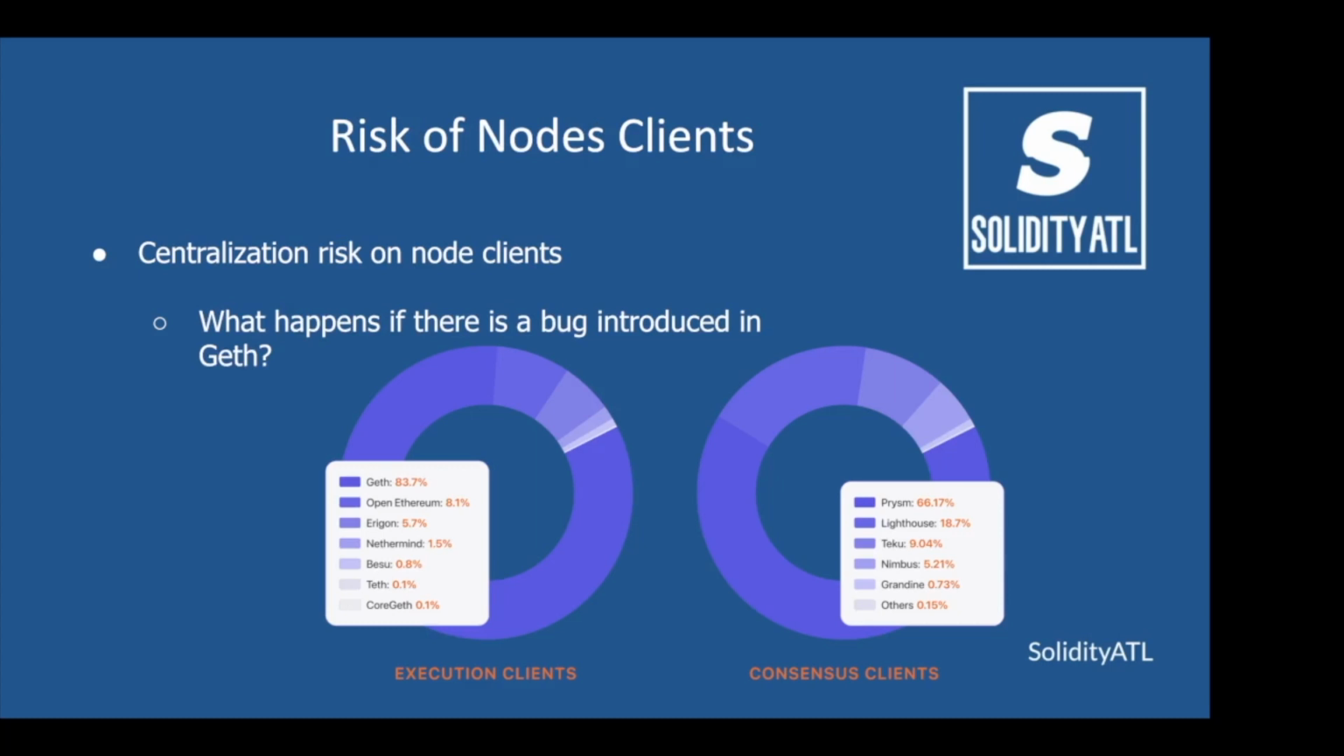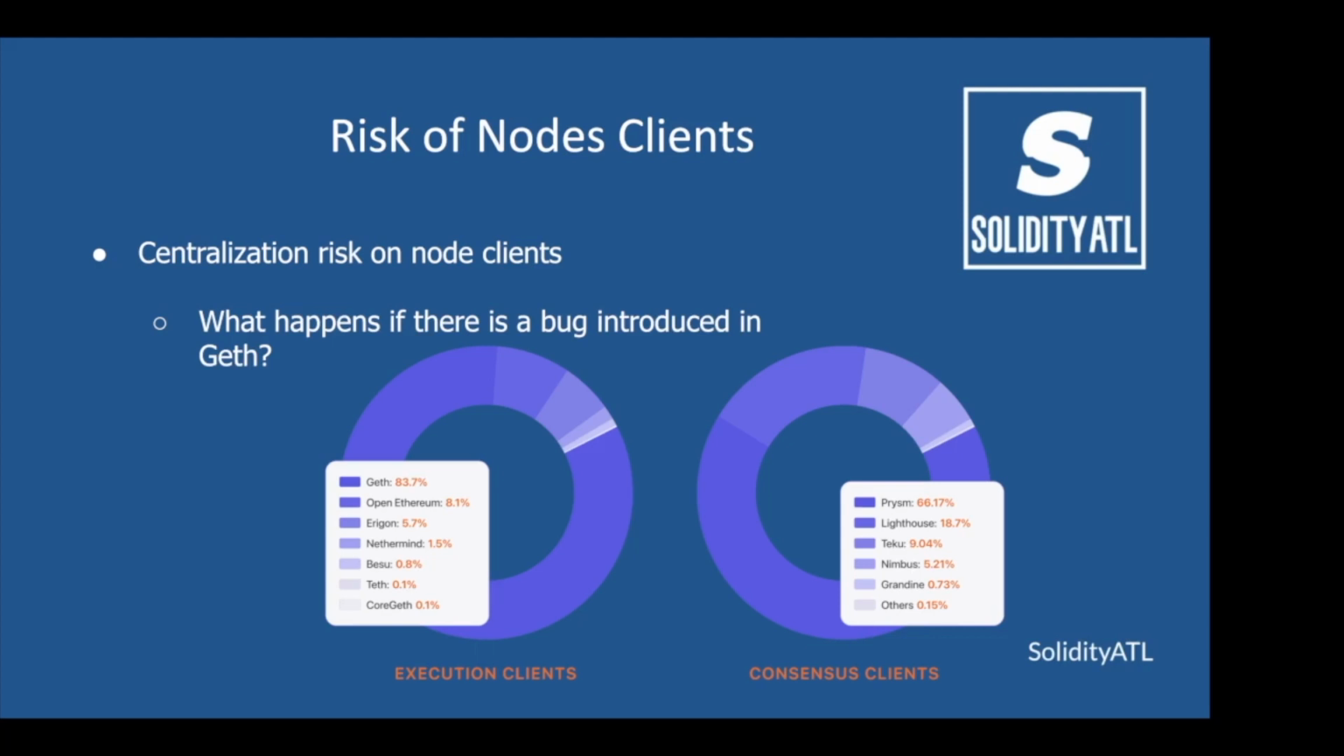So some of the common execution client software, or clients, is Geth by far, which is a Golang implementation of the EVM. There's also a new one called Reth, which is Rust-based. You can see Open Ethereum and these others. And on the consensus client side, there are also multiple implementations written in different languages.